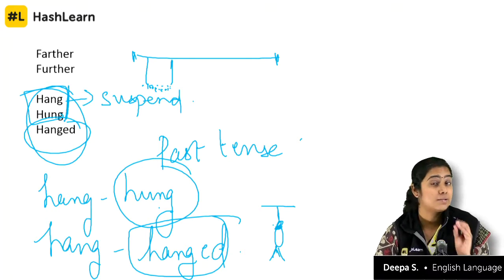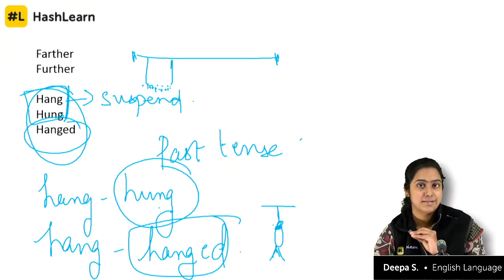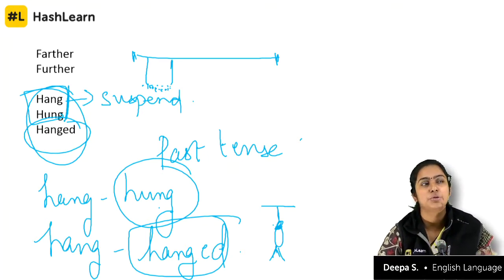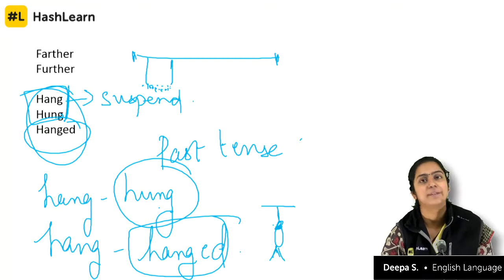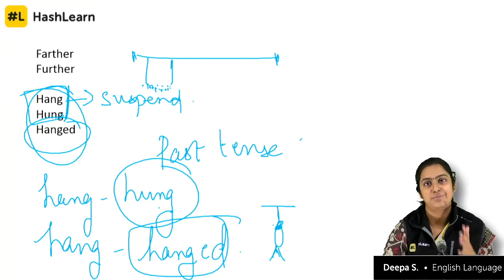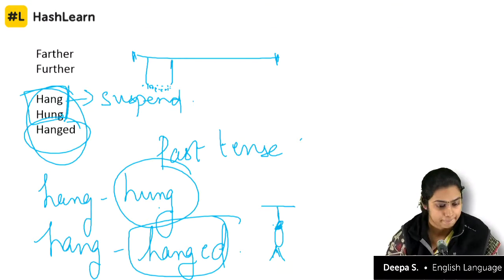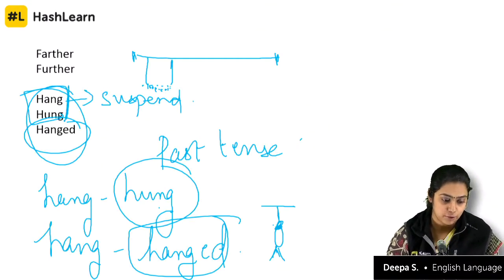So this is the very subtle difference between hang, hung, and hanged. Do not use hanged for everyday objects like putting clothes out to dry. Hanged is for the hanging of a person. So we come to a close of correct usage.